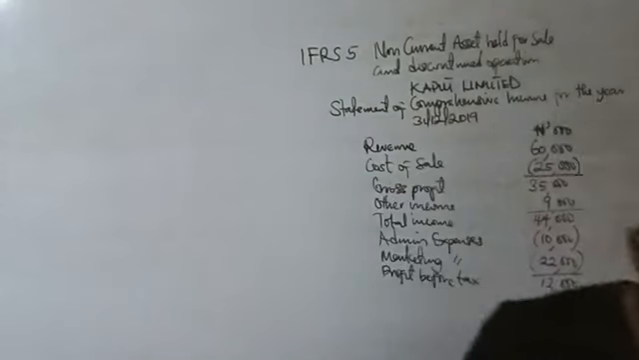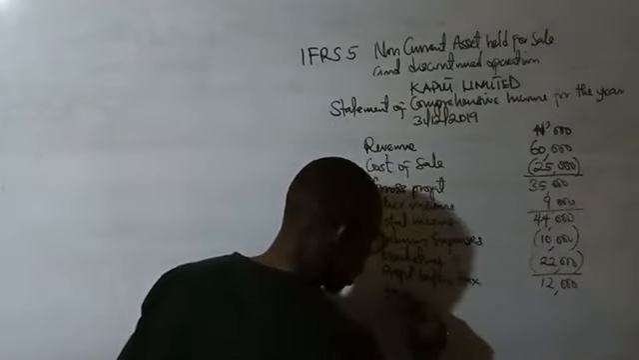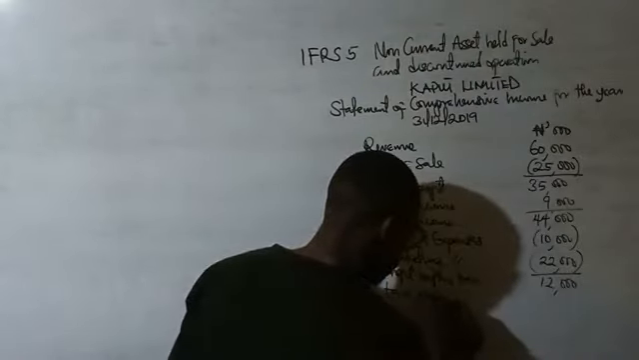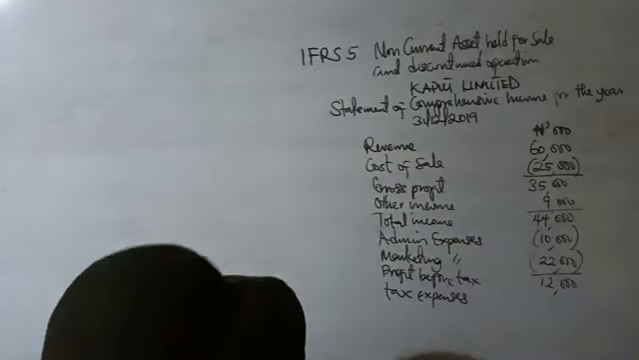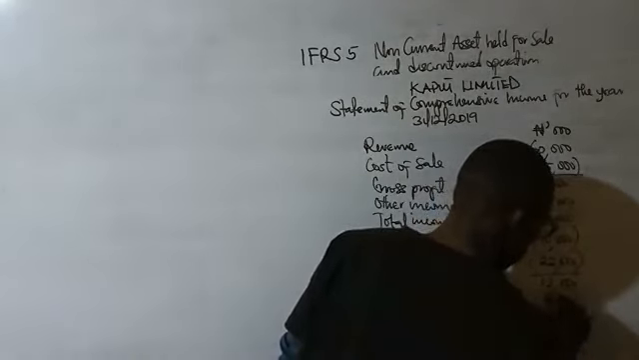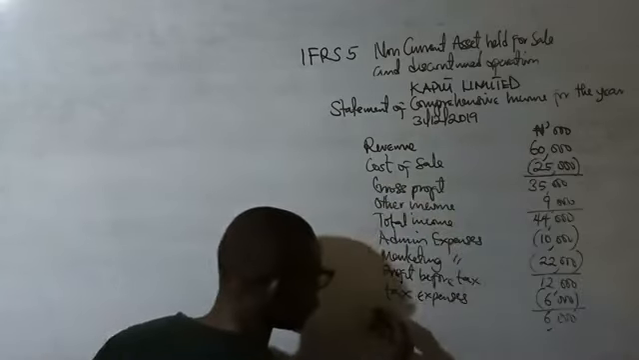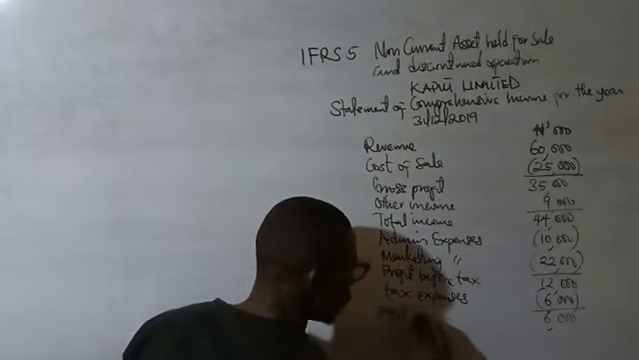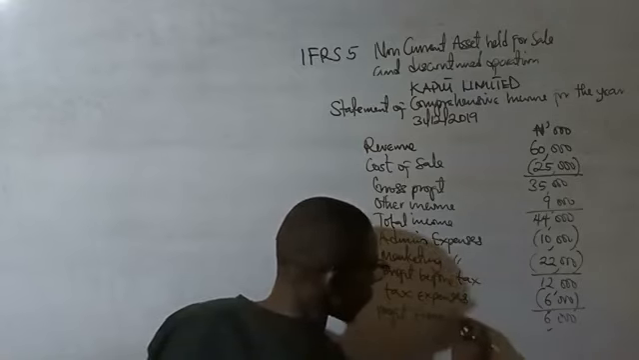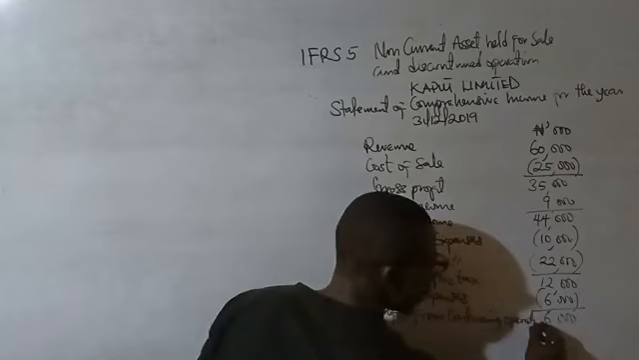So you have profit before tax. How much is the tax? It is in the question. They said the tax expenses, and any expenses should be removed. How much is the tax expenses? That's 6 million. That will now give us 6. 12 minus 6 will give us 6. So this is profit from continuing operation. That means the operation that has not been closed.